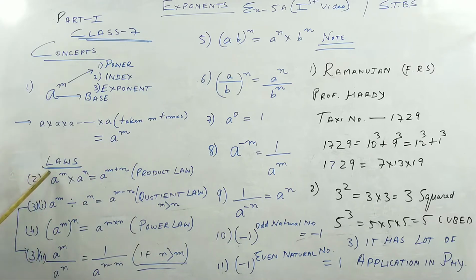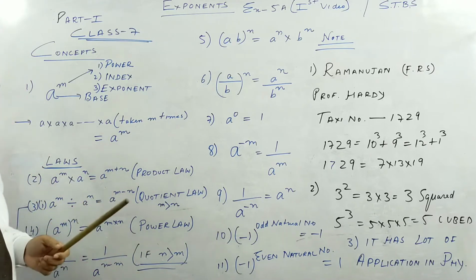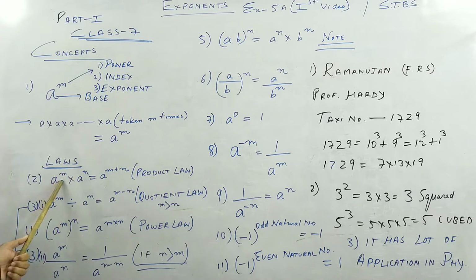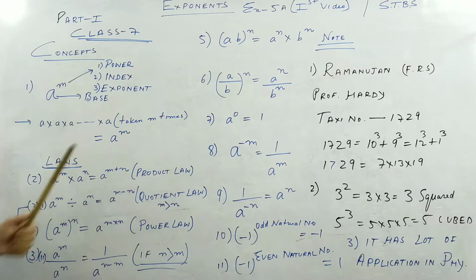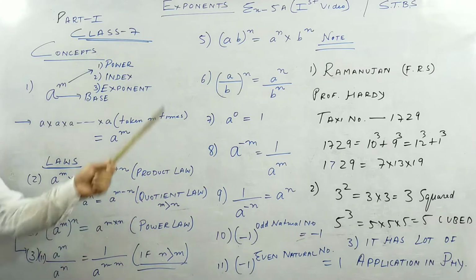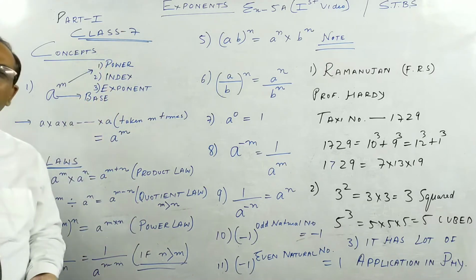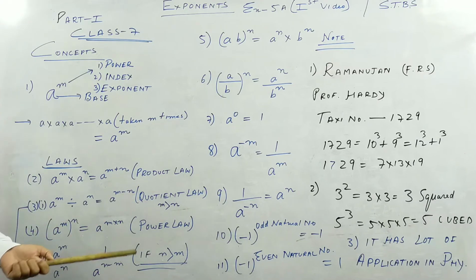Then we have certain laws, children, which are very important. So this is called a to the power m into a to the power n is a to the power m plus n. How do we read it? When bases are same and two things are multiplied, then the powers are added. So this is called product law. The name is not generally mentioned in class 7, but when you go to 9, you have it.